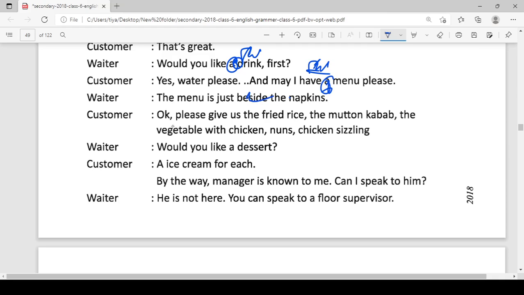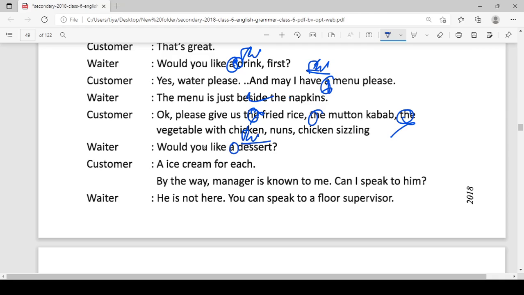It is correct. And okay, please give us the fried rice, the mutton kebab, the vegetable with chicken naans and chicken sizzling. So okay, please give us fried rice. Don't use the. Give us fried rice, mutton kebab and vegetable with chicken. Don't use the. Okay, would you like the dessert?